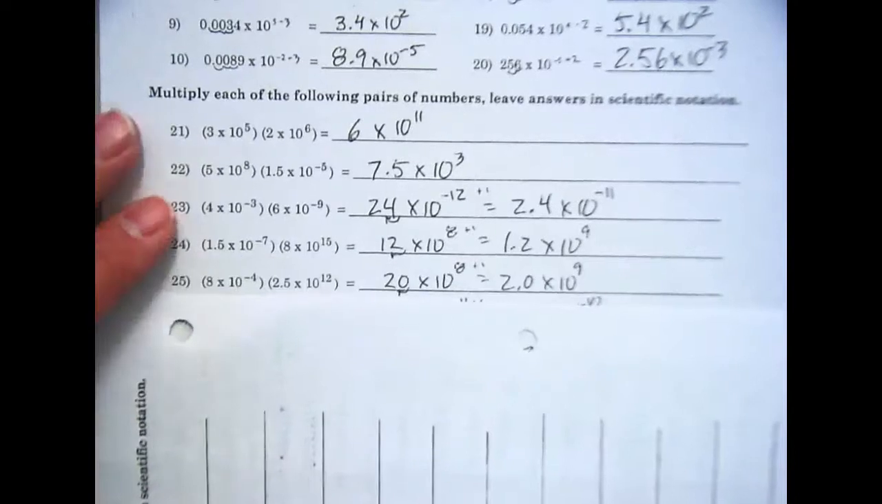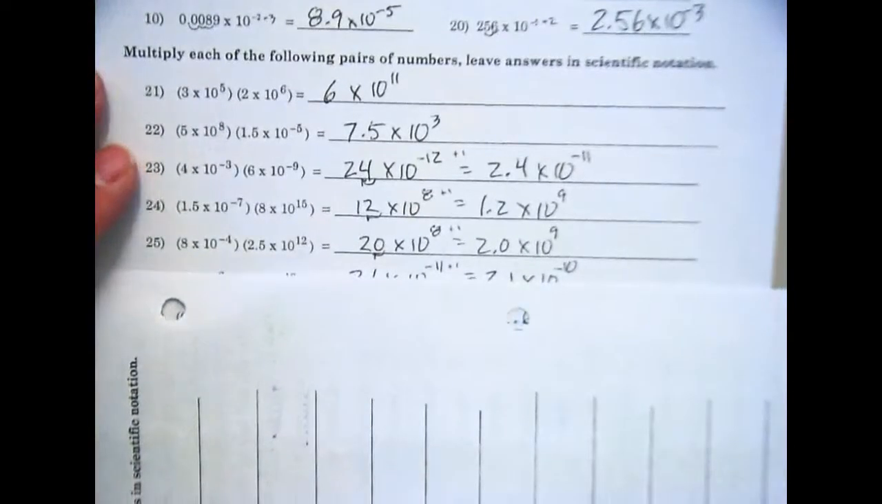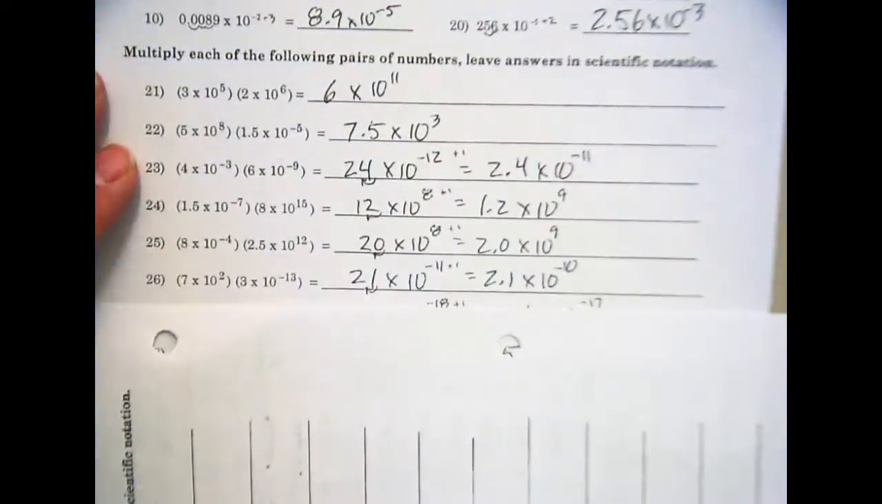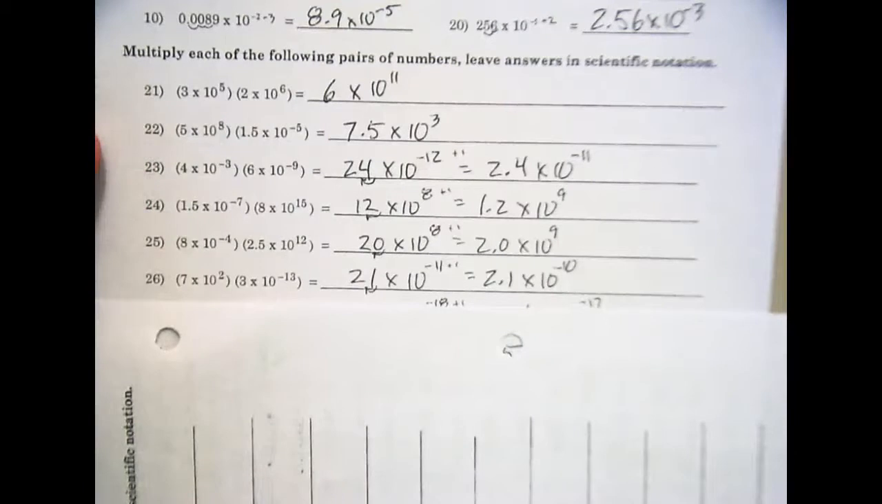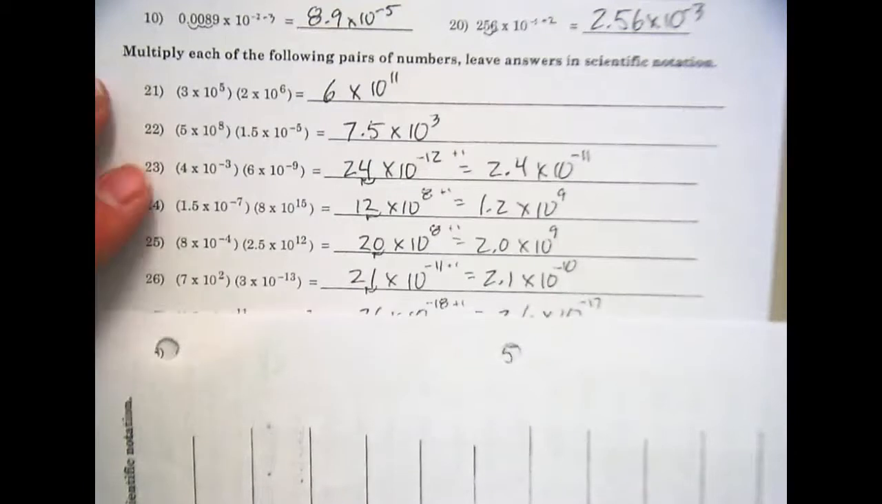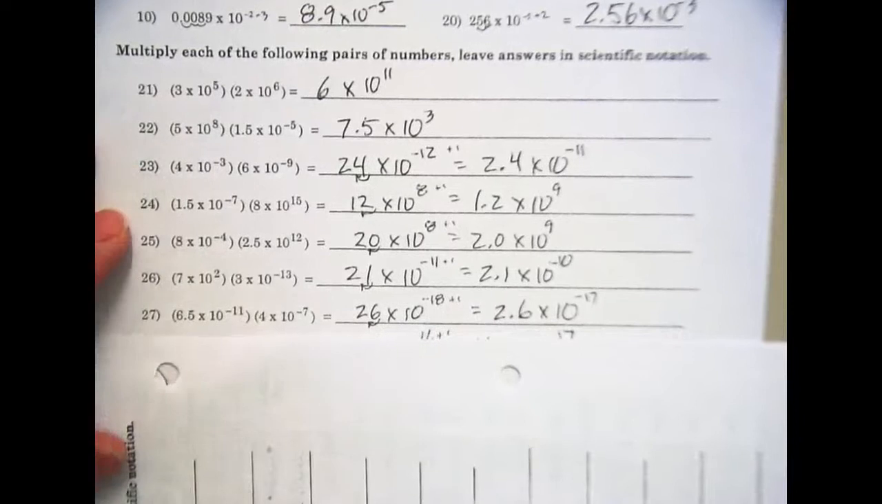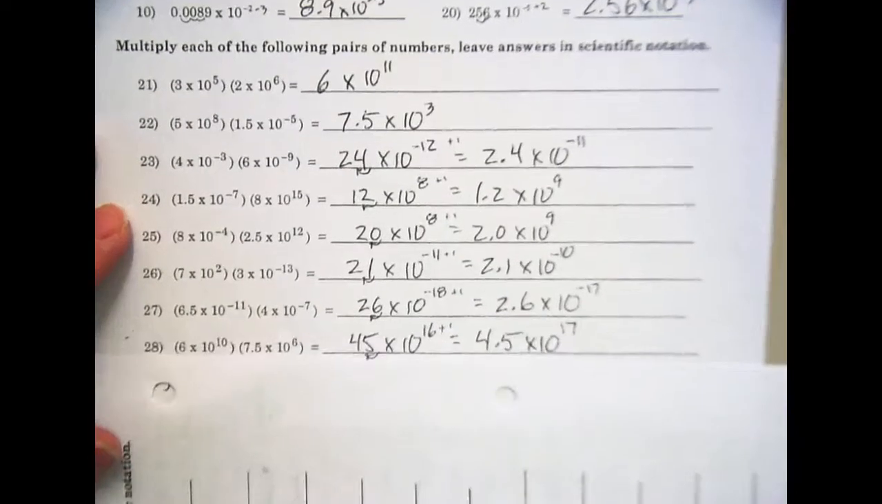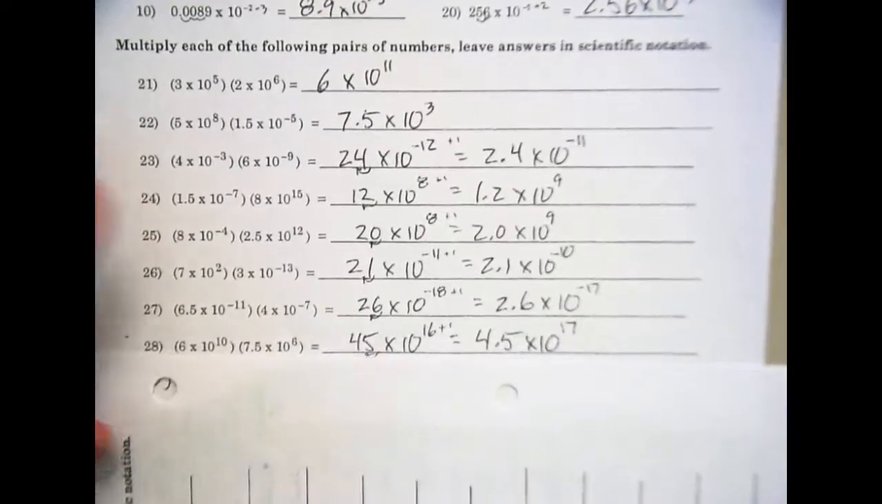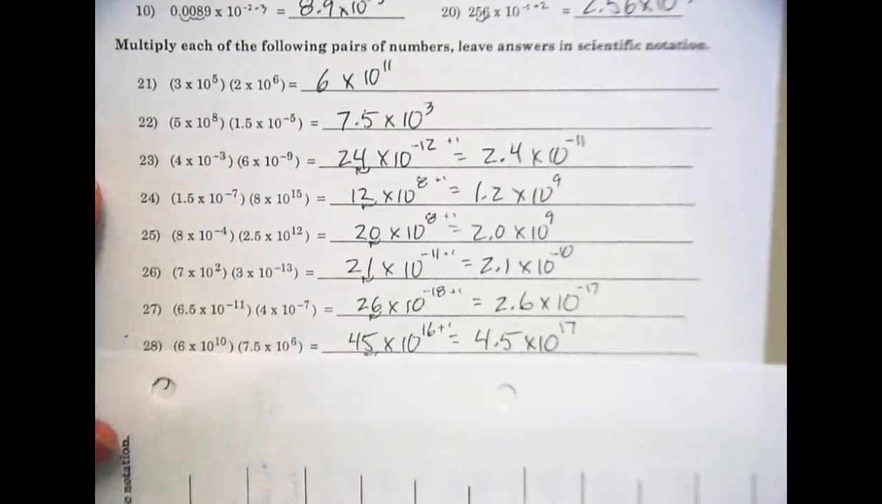25, 2 times 10 to the 9. 2.0 there. 26, 2.1 times 10 to the negative 10. And then 27, 2.6 times 10 to the negative 17. And the first 28, 4.5 times 10 to the 17. Any questions up to there? If you haven't tried the second 28, I want you to do it right now, please.